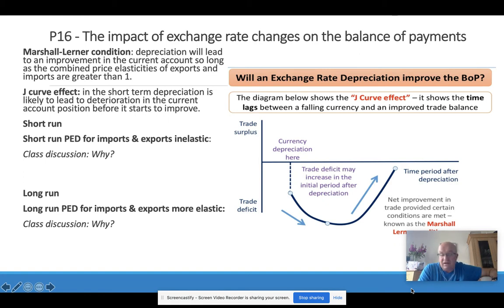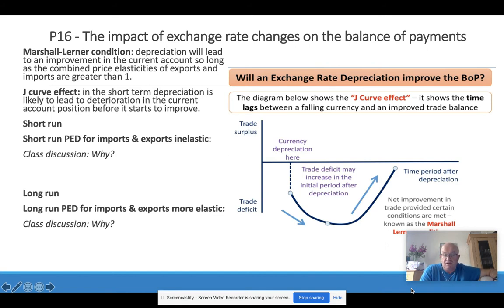In essence, what it's saying is that in the short run, with depreciation, if we depreciate our currency, that's probably going to lead to a deterioration in the current account position in the first instance before things start to improve. And if you think about it, it sort of links back to one of the evaluative points we talked about before, based on time lags.